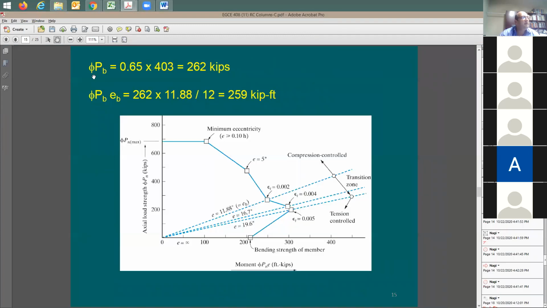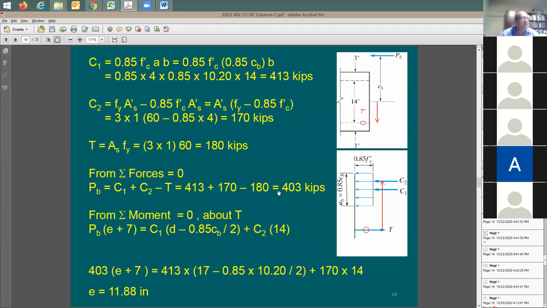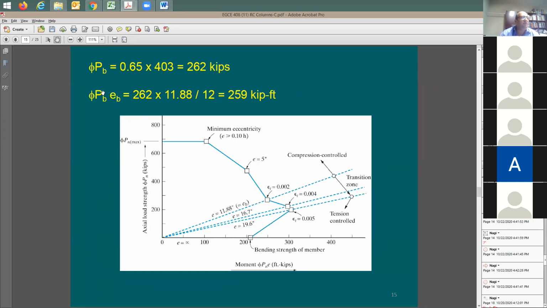Okay, good. So phi Pn or phi Pb, if you like, is going to be equal to the phi factor 0.65 multiplied by Pn 403, taken from here. And phi Mn, all what you need to do is just multiply by E, take this number here, right? Multiply it by E, and then divide by 12 to put it in kip-foot. So what does it mean by these two values? It means this column is going to be able to support 262 kips as long as the applied moment on it ranges from 0 to 259 kip-foot. If you increase the amount of applied moment beyond this point, this column is not going to be good.